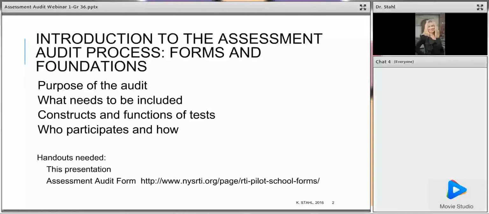So today we will be chatting about the purpose of doing an assessment audit, also what you need to include in the audit, the constructs and functions of different tests that you will be evaluating during your audit process, and who will be and who should be participating within this process, and how that can be achieved most effectively to get all the related parties to participate.